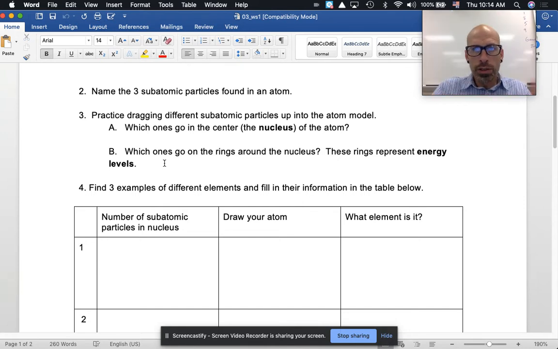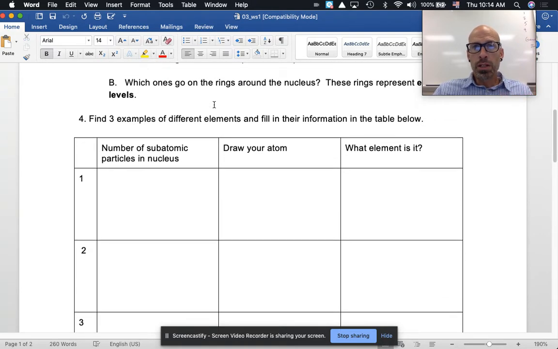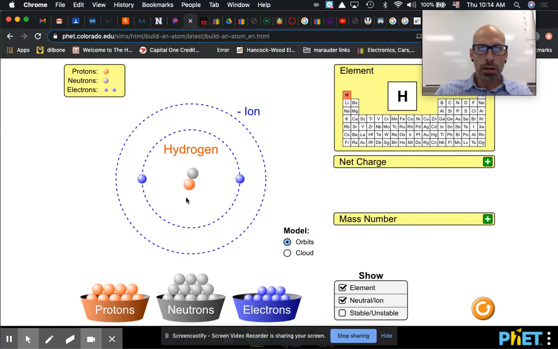Again, instead of giving you notes on this stuff, it's all here in the packet. Then you are supposed to find 3 examples of different elements and fill in their information in the table, telling me the number of subatomic particles in the nucleus. You're supposed to sketch it, and then the name of the element, which again, you can see all that from here. So this first one I have right here, this could be an example. I have a neutron and a proton. That's 2 subatomic particles in the nucleus. I have 2 electrons out in the ring, the first ring, and it's hydrogen.